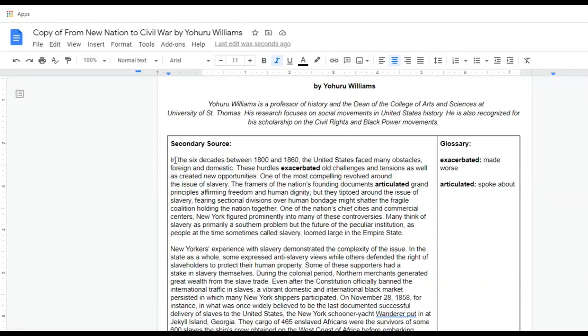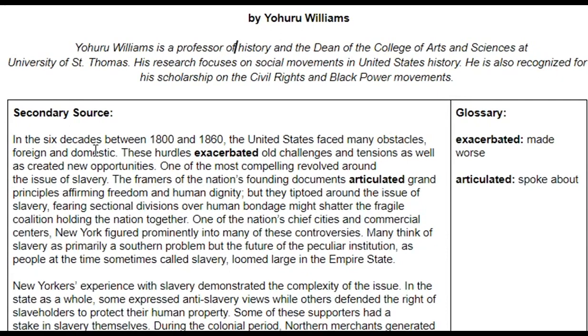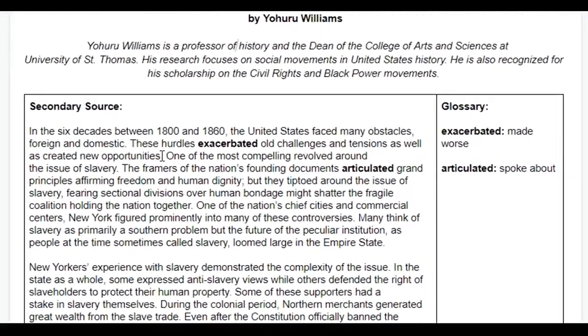So now, in the 6 decades between 1800 and 1860, the United States faced many obstacles. Remember, guys, if the language gets too hard for you, use dictionary.com or Rewordify. Obstacles, foreign and domestic, inside and outside the United States. These hurdles exacerbated, it says made worse, old challenges and tensions and created new opportunities. One of the most compelling, or things that push things forward, revolved around the issue of slavery.